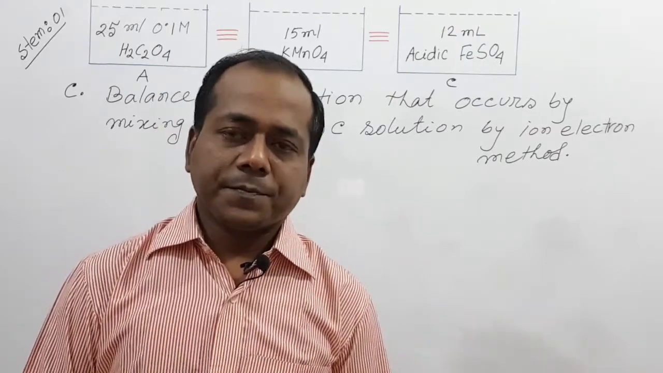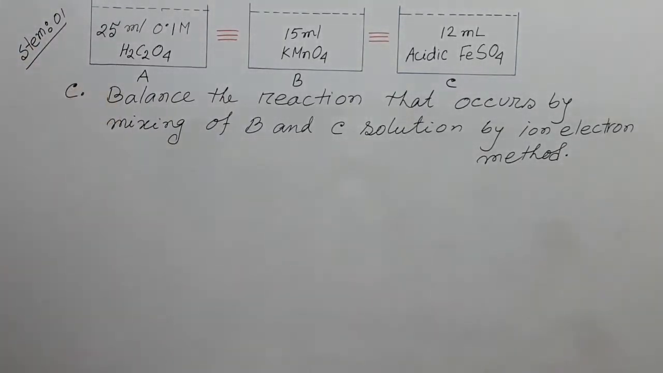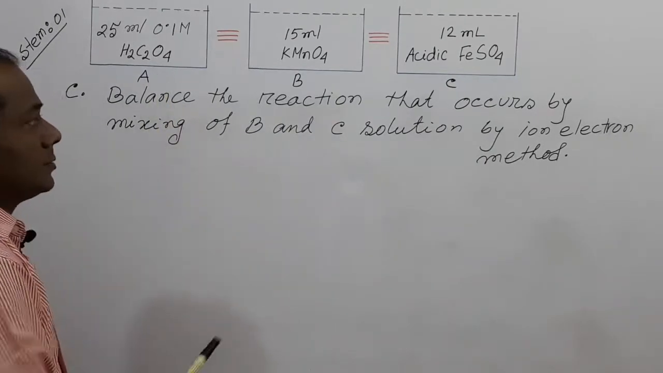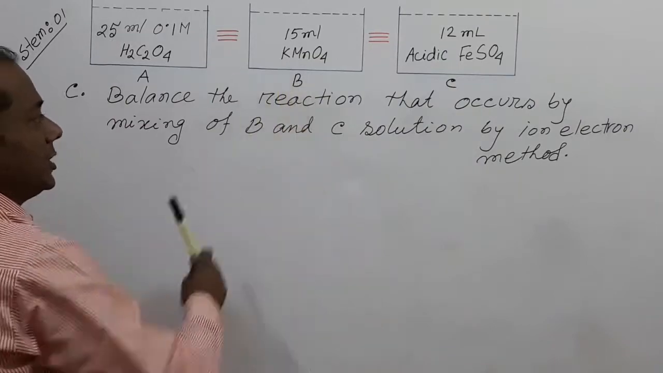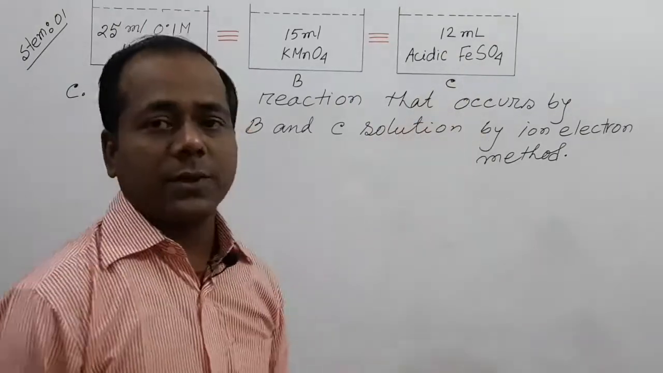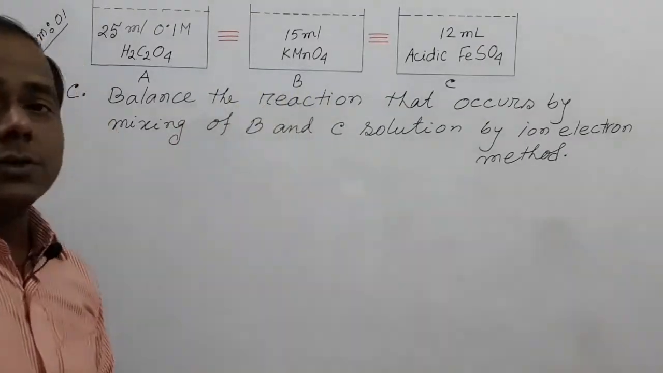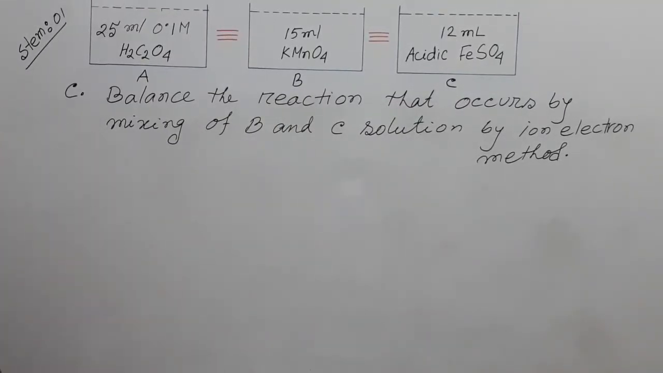My dear students, this is our first stem. Here given 25 ml 0.1 molar oxalic acid. This is solution A. 15 ml potassium permanganate. This is solution B, and 12 ml acidic ferrous sulfate solution. This is solution C, and all these solutions are equivalent to one another. Our first question is: balance the reaction that occurs by mixing of B and C solution by the ion electron method.